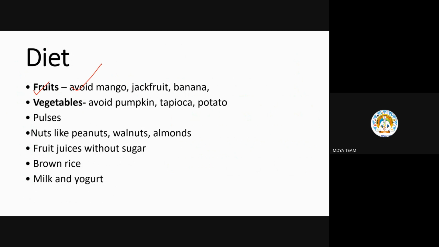Avoid mangoes and other sweet items like fruits, bananas, etc. Among vegetables, avoid pumpkin, and potatoes, which are high in carbohydrate. Pulses have high protein, so they should be taken. Nuts like peanuts, walnuts, almonds, and fruit juices are also part of the diet. Other diet items are there too, you can go through that also. Brown rice instead of normal rice, milk and yogurt, dahi.